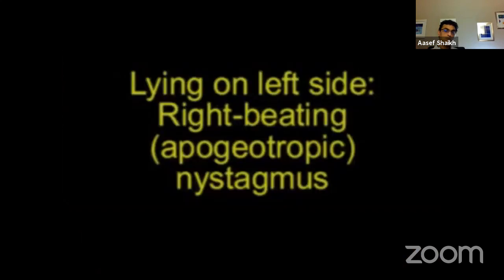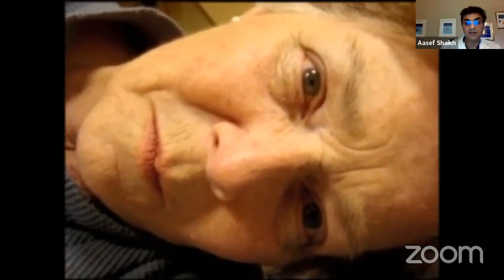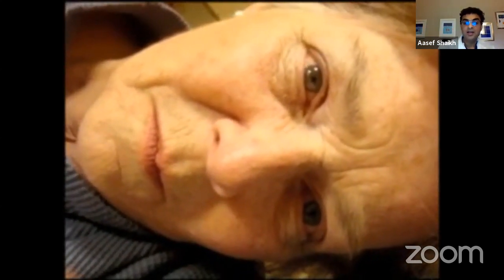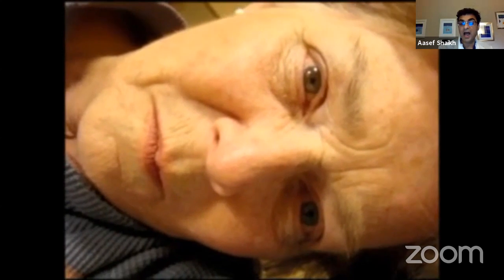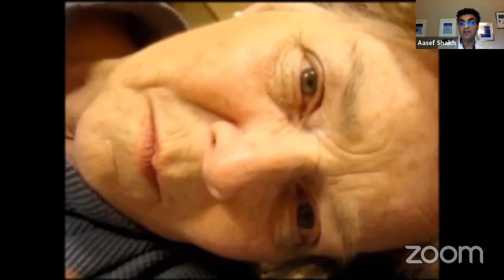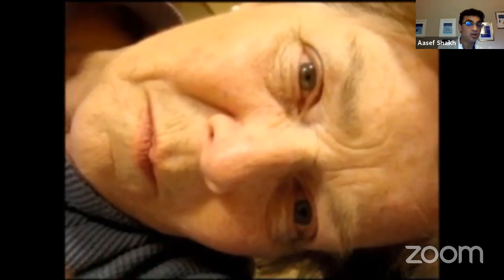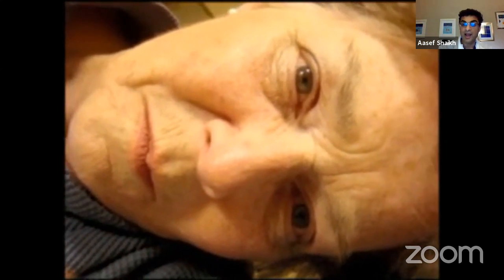Well, now we're recording with you lying on the left side, all the way flat on the floor. So she had geotropic nystagmus, apogeotropic nystagmus. At the same time, she also had bow tie nystagmus. So what happens is there is a quick, slow phase down, and then she has a quick phase, which is combined with the horizontal quick phase. So it is oblique like that.